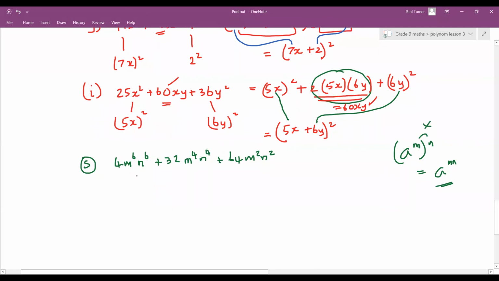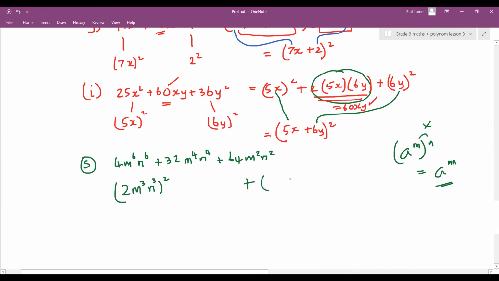So we can actually split this up into a square. We want something squared, because the formula is asking for power 2. So that must be m^3, because 2 times 3 is 6, right? And n^6 will be n^3 squared, 2 threes are 6 here. The middle term, we'll leave that, we'll check.